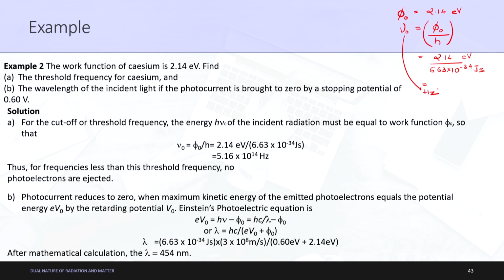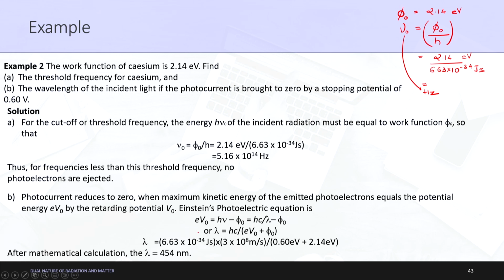Basically, the electron volt is a charge, so 1.6 into 10 to the power minus 19 coulombs, and using that concept you finally get the frequency equal to 5.16 into 10 to the power 14 hertz. You cannot just directly multiply these values. Please change this electron volt using the charge of an electron, and then by multiplying by that value you can get the answer.